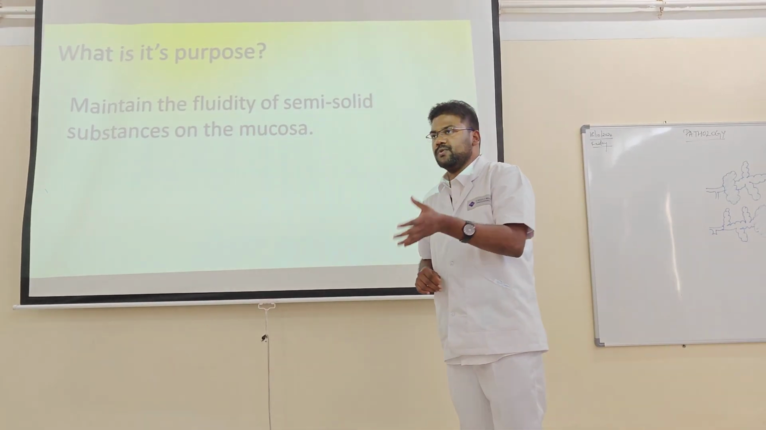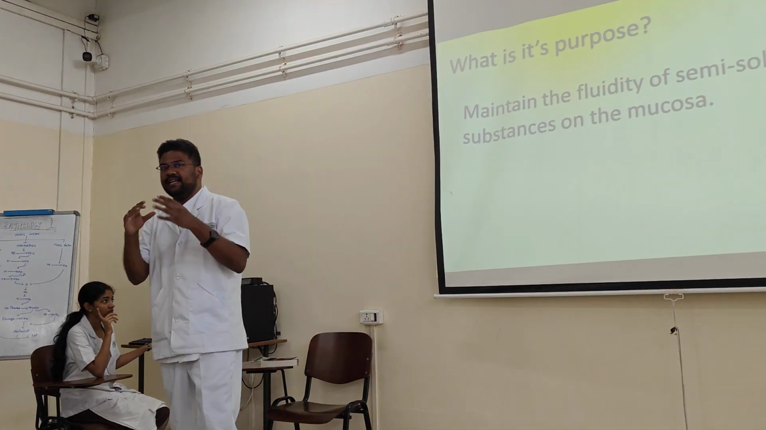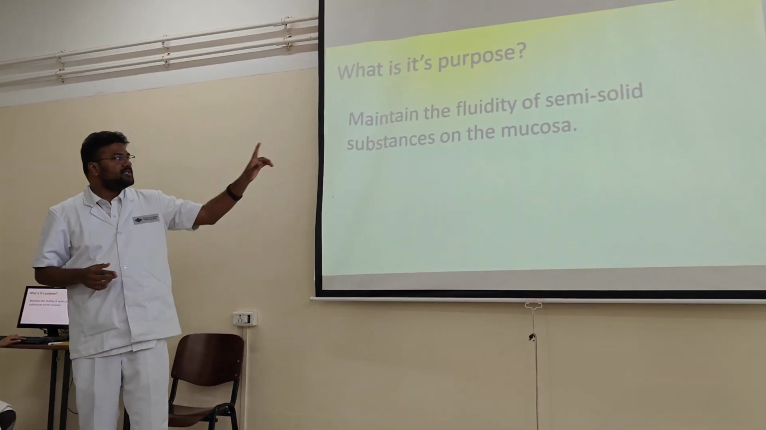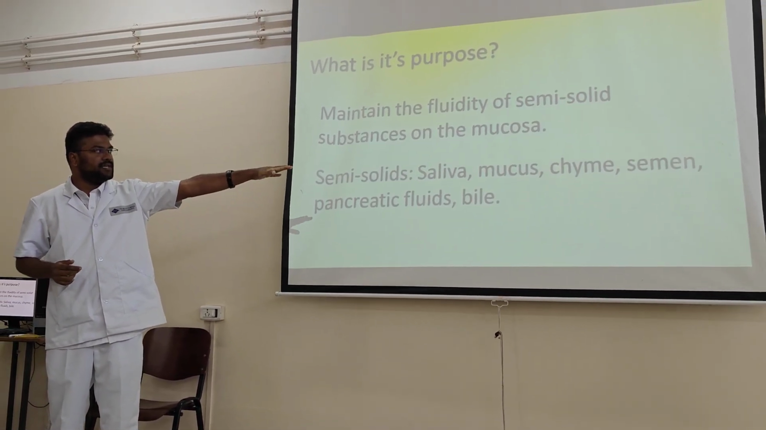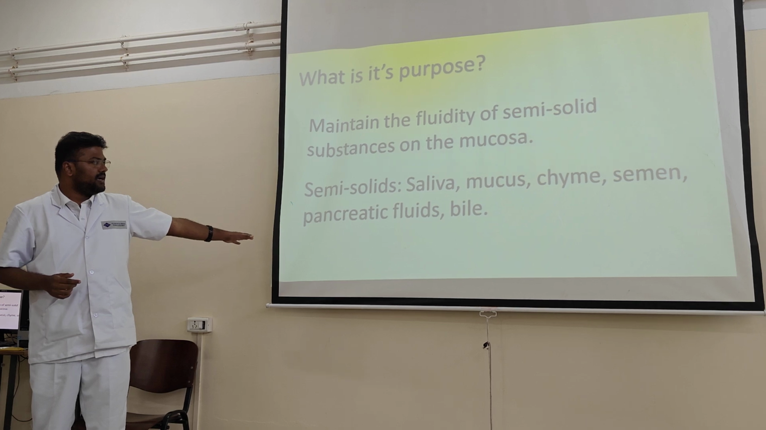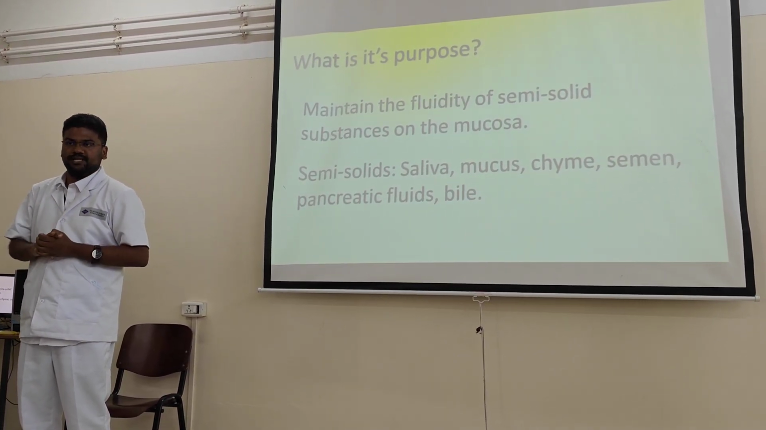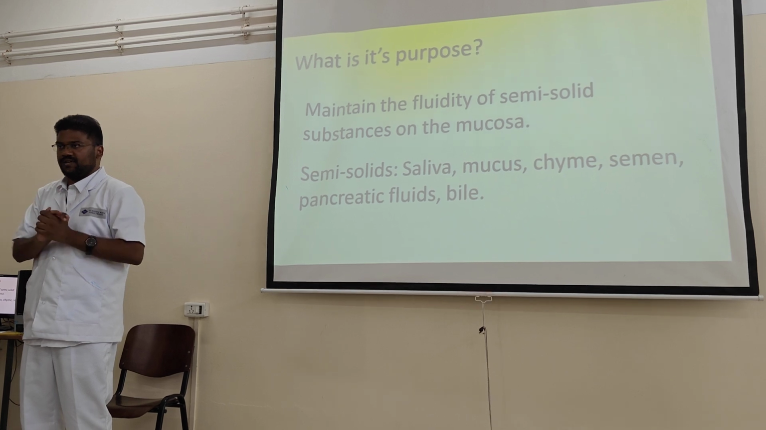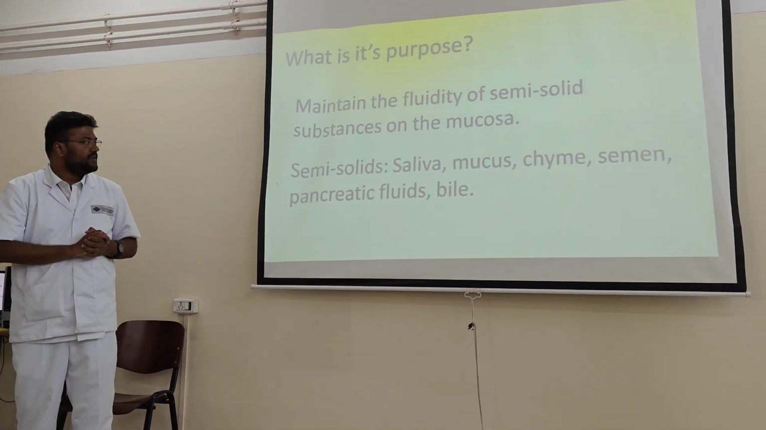Now you all know about the mucosa, right? The mucosa has a lot of different kinds of cells that secrete semi-solid substances. What are the semi-solid substances? Next please. Saliva, mucus, urine, semen, pancreatic fluids as well as bile, which are very important and very significant semi-solids in our body. There are various functions.